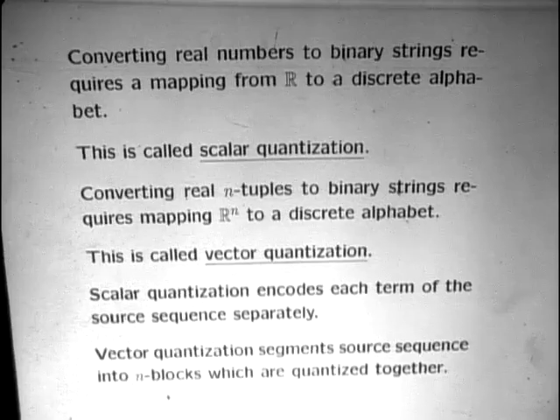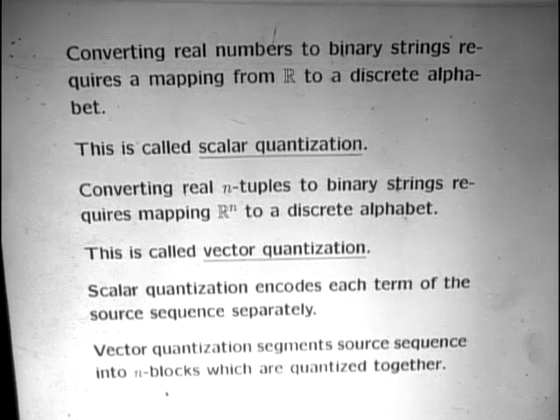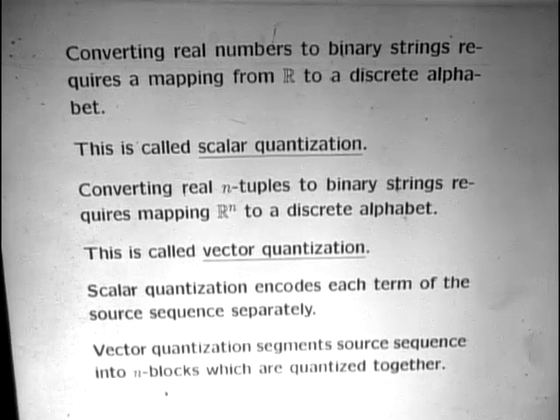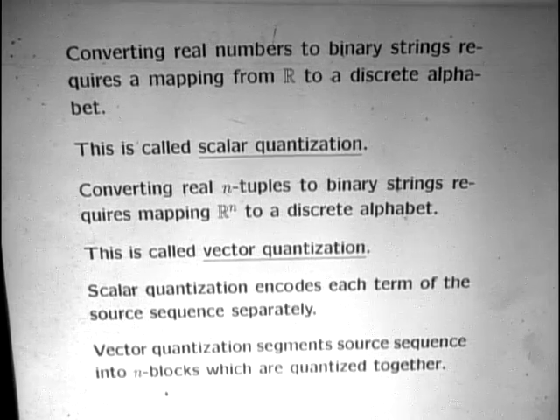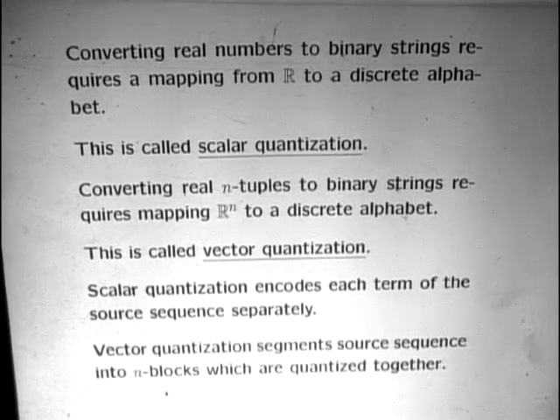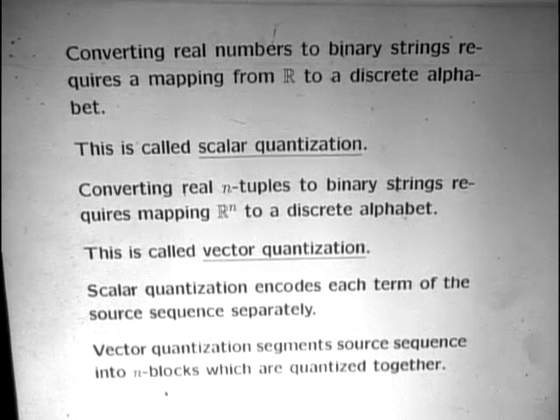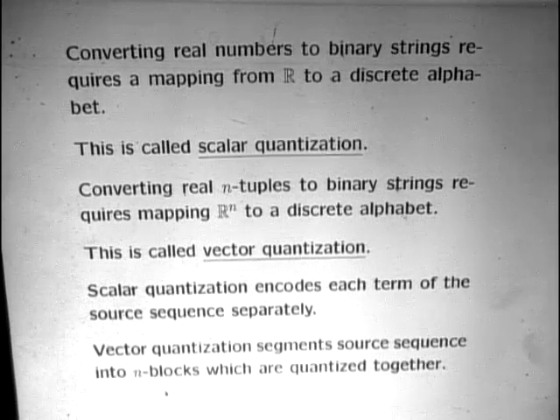But anyway, this process is called scalar quantization, if we're mapping from the set of real numbers to a discrete alphabet. If instead you want to convert real n-tuples into sequences of discrete symbols, in other words, into a finite alphabet, you call that vector quantization, because you can view n real numbers, a sequence of n real numbers, as a vector with n coordinates, with n components. And I'm not doing anything fancy with vectors here. You just look at an n-tuple of numbers as a vector.